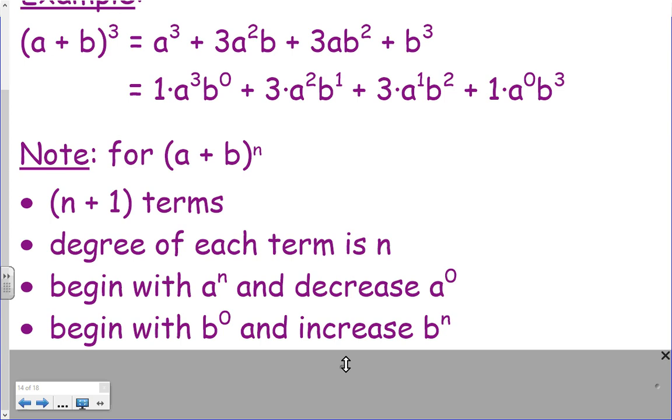b starts out with an exponent of 0. That's b to the 0 in the first term, and then b to the first in the second term, so it's increasing. b to the second in the third term, and then finally b to the third in that fourth term. So the exponent on b is increasing from b to the 0 all the way up to b to the nth.